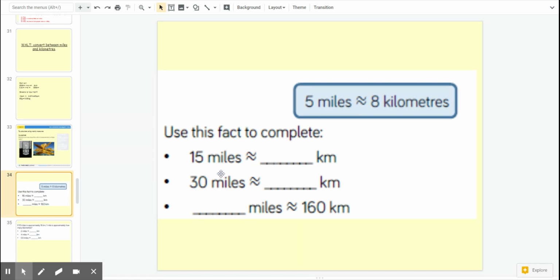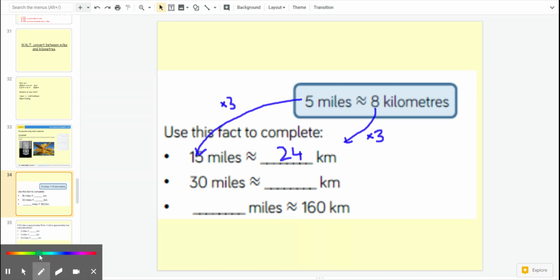So if we look here, hopefully you've written that in your book by now. Use this fact to complete. 15 miles is approximately equal to. So we can see, let's have a blue pen here, that here, I'm doing my arrows, that's been multiplied by, how many? 3, that's right. So if we're multiplying that side by 3, what are we going to multiply the 8 by? That's right, we're going to multiply it by the same, aren't we? We're going to multiply it by 3. So 8 times 3 is 24. So 15 miles is approximately equal to 24 kilometres.